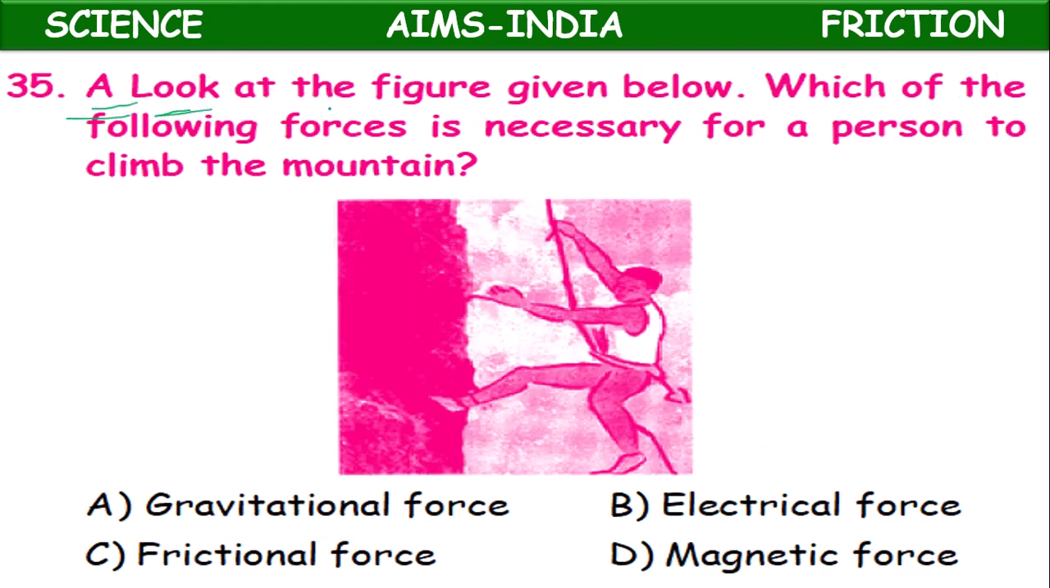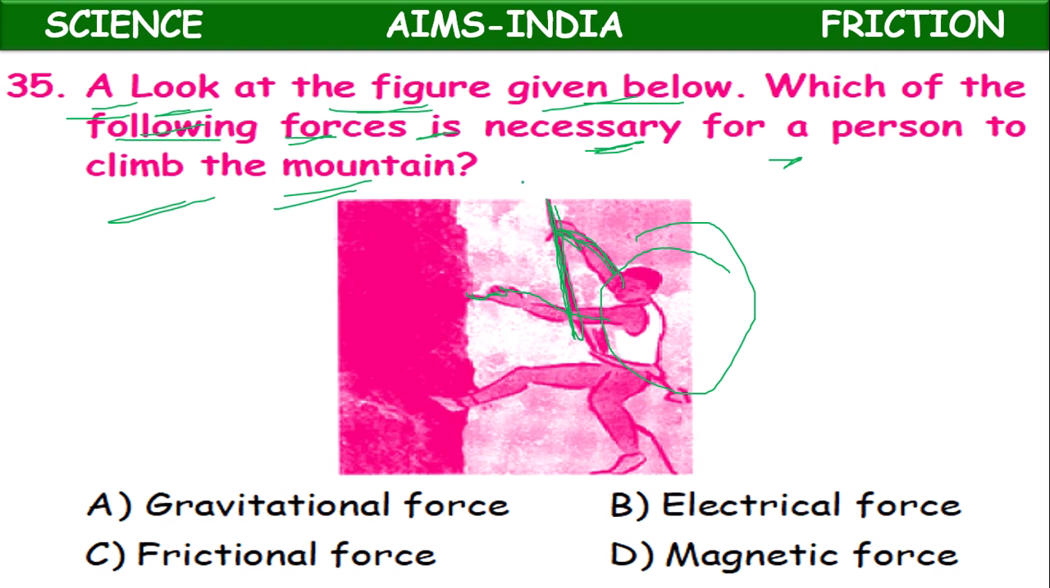35. Look at the figure given below. Which of the following forces is necessary for a person to climb the mountain? The person is climbing the mountain with the help of a rope. He is holding that rope and he is holding this hook type structure. With the help of these two, he is climbing the mountain.